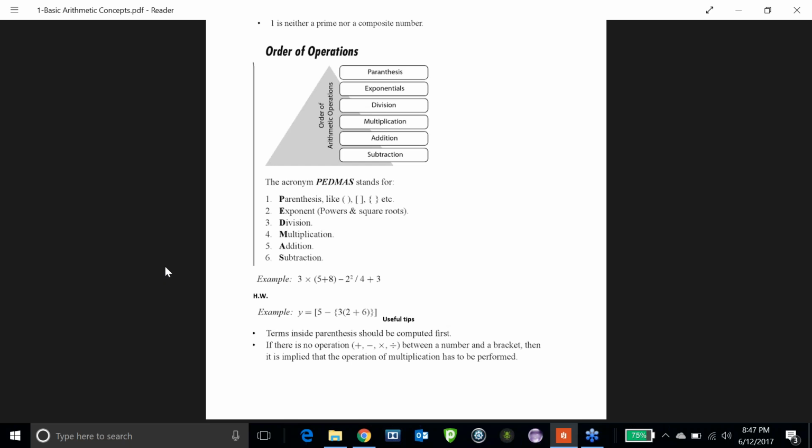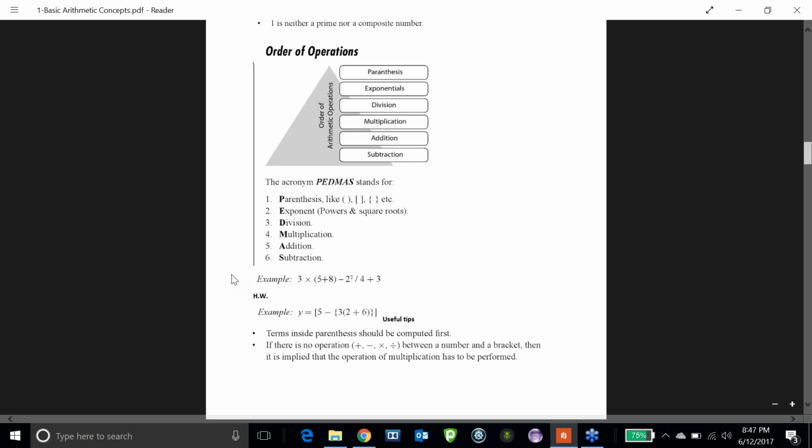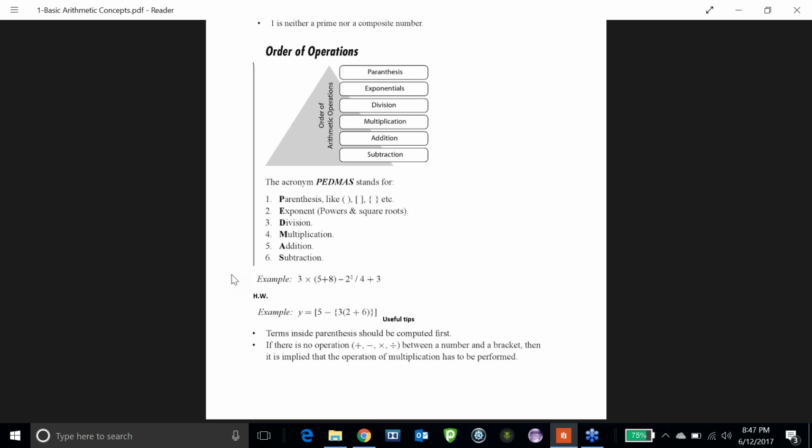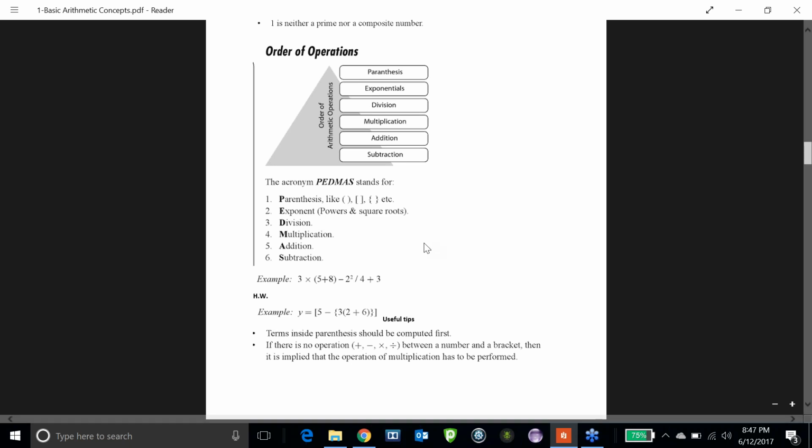y is equal to 5 minus 3, 2, 2. Can you just do this? And there are a few tips. Can you see my screen? Use these tips, and you can do that.